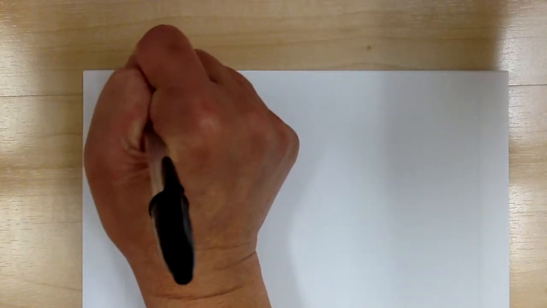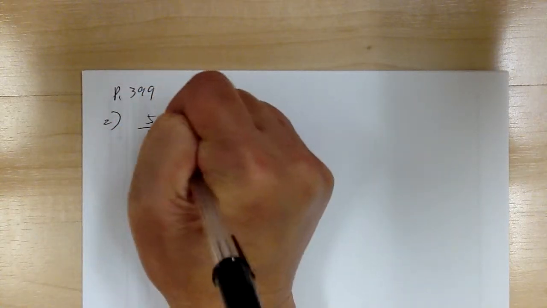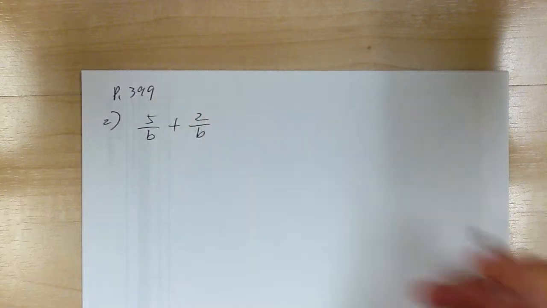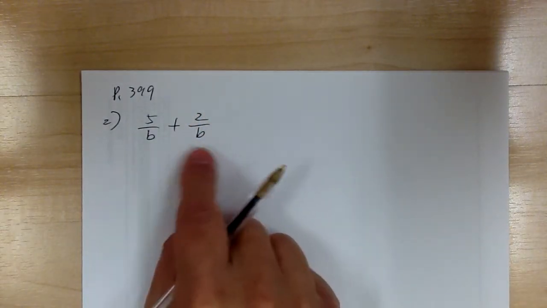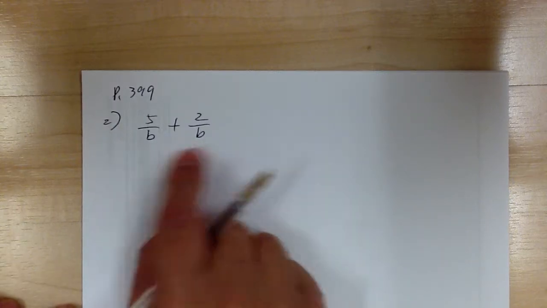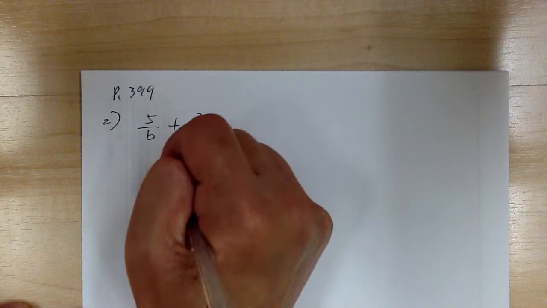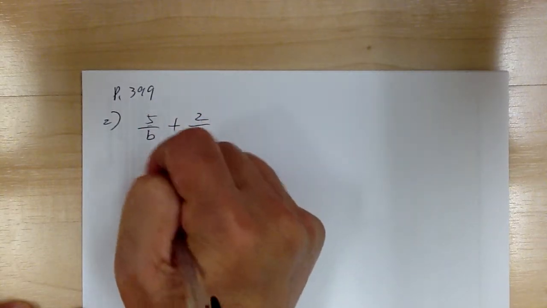Let's go to page 399 and let's do number 2. Here you have 5 over b plus 2 over b. So when you're adding fractions, first you need to make sure that you have a common denominator. This one you already have, so you can just go and add. So 5 plus 2 would be 7 over b, and that would be your answer.